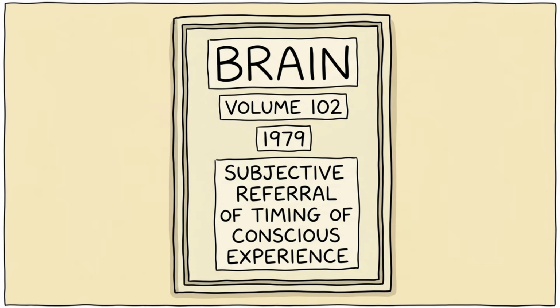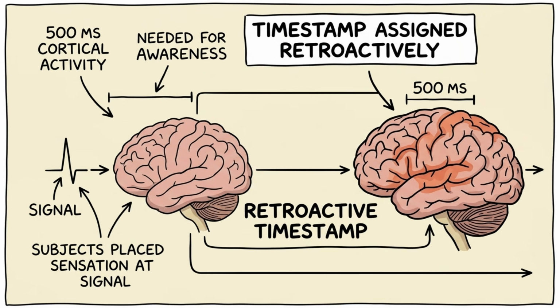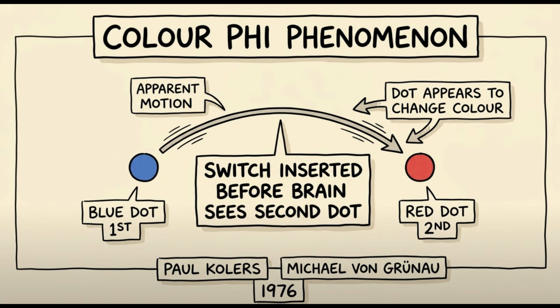Libet and colleagues published this in Brain, Volume 102 in 1979, in a paper on the subjective referral of the timing of conscious experience. Around 500 milliseconds of cortical activity were needed for awareness, yet subjects placed the sensation at the moment the signal first reached the cortex, a timestamp assigned retroactively to an event whose processing had not finished. Paul Kolers and Michael von Grünau found the same construction in the color phi phenomenon in vision research in 1976, where a dot appears to change color partway through a motion that never occurred, meaning the switch is inserted before the brain has seen the second dot.